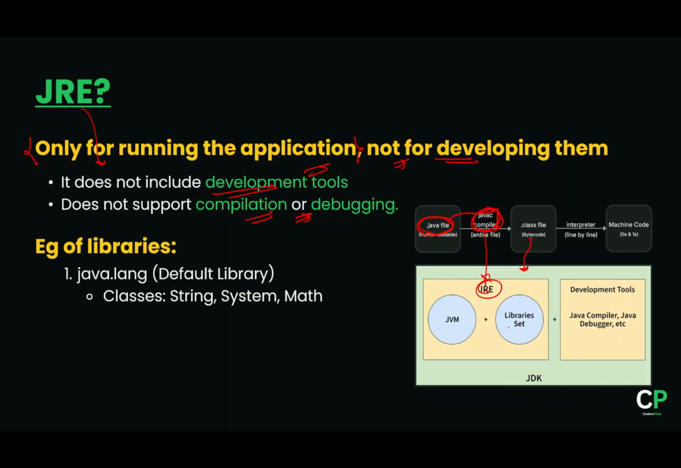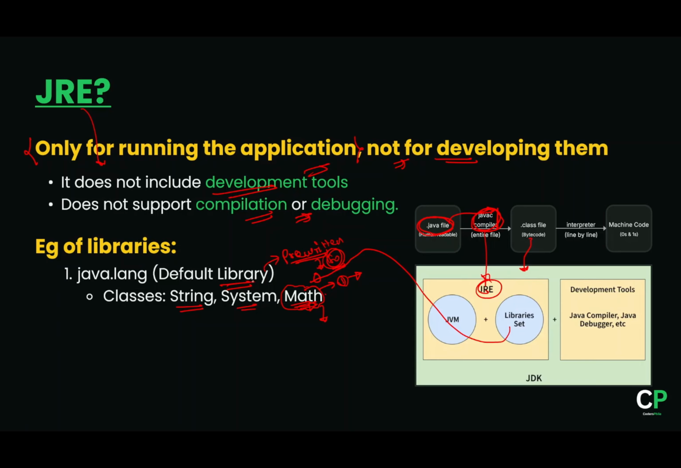So what are examples of the library set that the JRE provides? Some of the standard libraries like String, System or Math are all part of the JRE. So what is a library? A library is pre-written code that we can directly use in our program, so that we don't need to write it from scratch. For example, if we want to find the maximum of three numbers, one approach is to write the whole logic ourselves from scratch, or we can use the system library's Math.max to find the maximum of the three numbers.